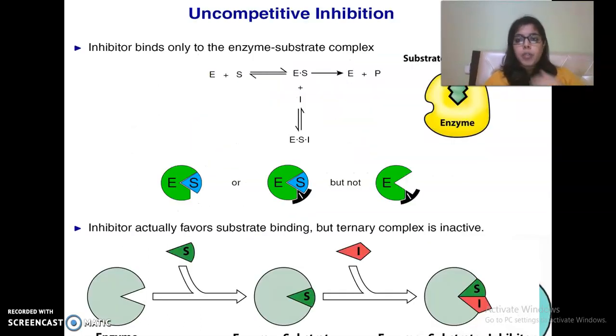Coming to the next type of reversible inhibition, which is uncompetitive inhibition. What happens in uncompetitive inhibition? In competitive, free enzyme was bound. In non-competitive, free enzyme as well as enzyme substrate complex was bound. In uncompetitive inhibition, only the enzyme substrate complex is getting bound. So the inhibitor does not have any action on the free enzyme. The inhibitor only acts on the enzyme substrate complex to give me the enzyme substrate inhibitor complex.